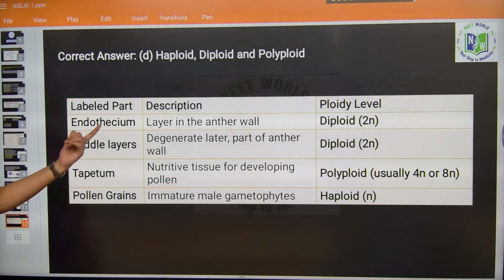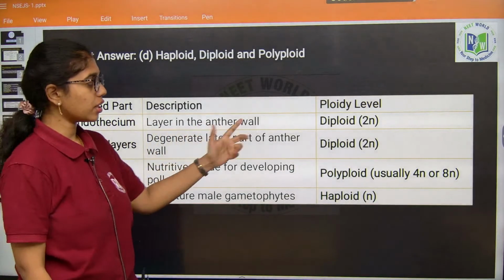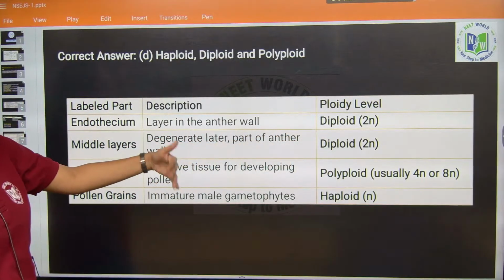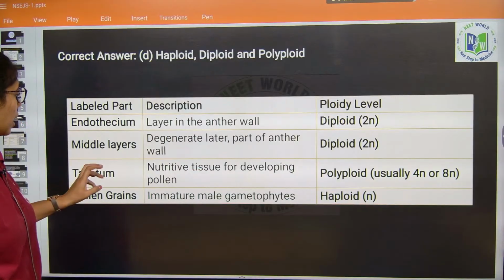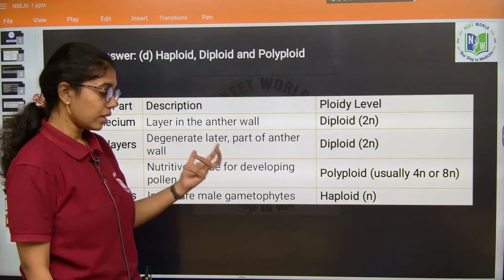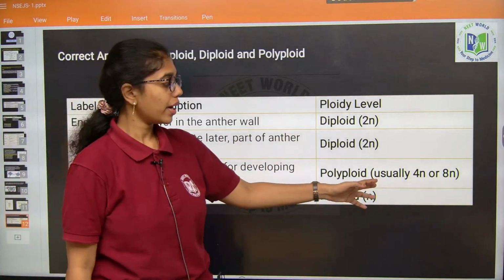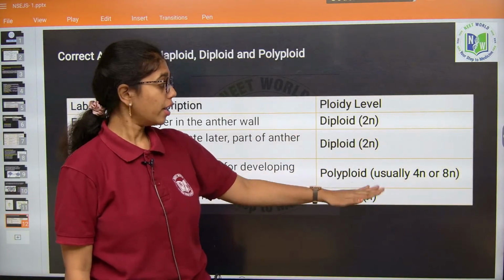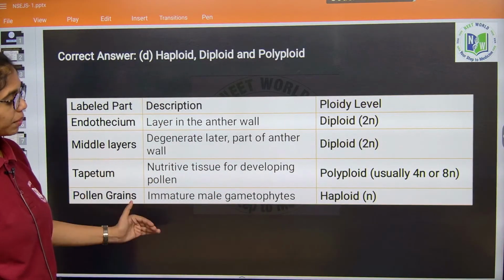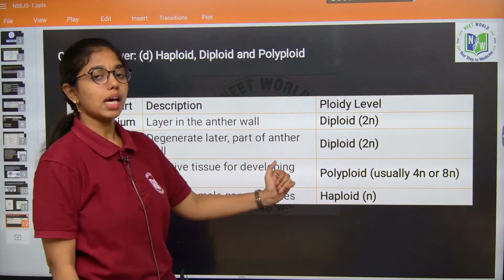Yeah. So, here endothecium, which is the layer in the anther wall which is diploid, middle layers diploid which degenerate later part of the anther wall. Next, tapetum, which is nutritive in developing the pollen grains, which is polyploid. It is either tetraploid or octaploid. Next, pollen grains, which are immature male gametophytes, which are haploid.